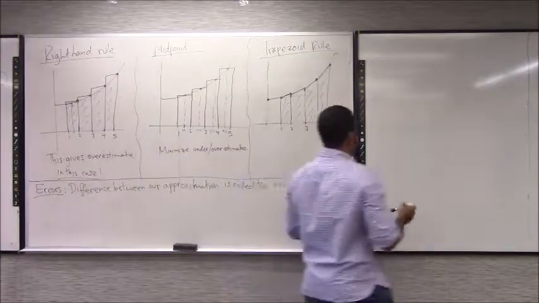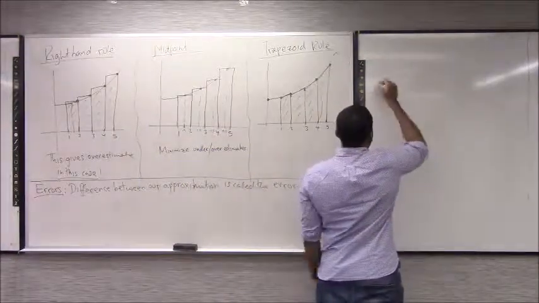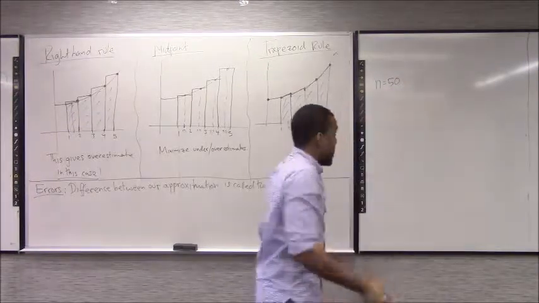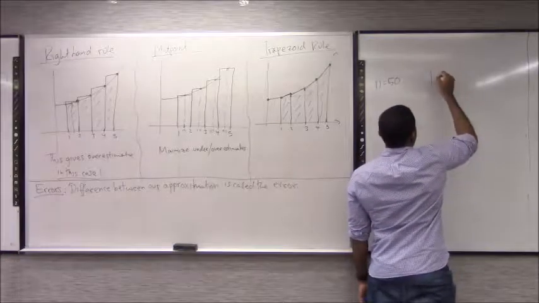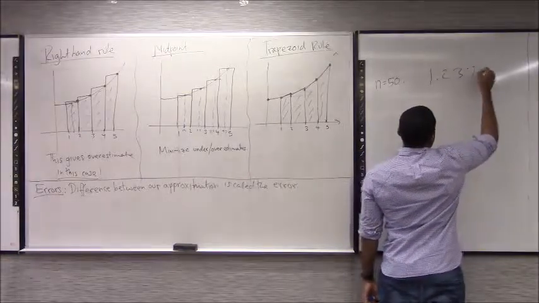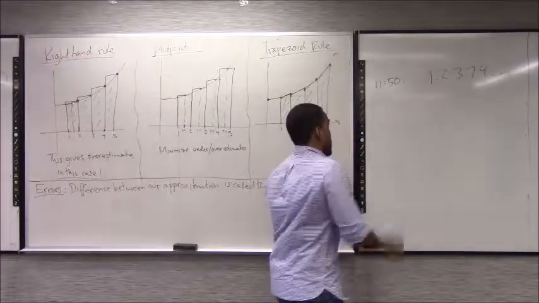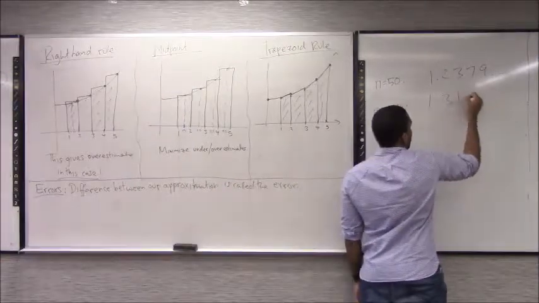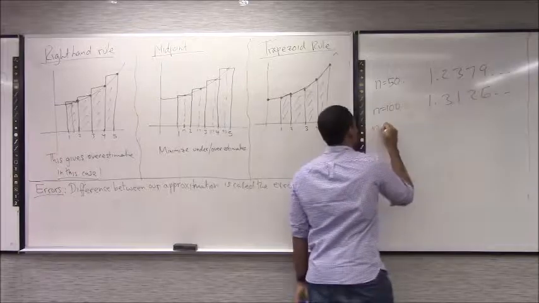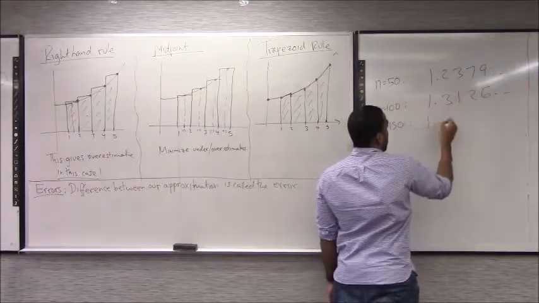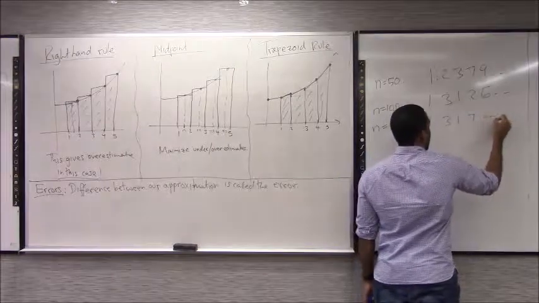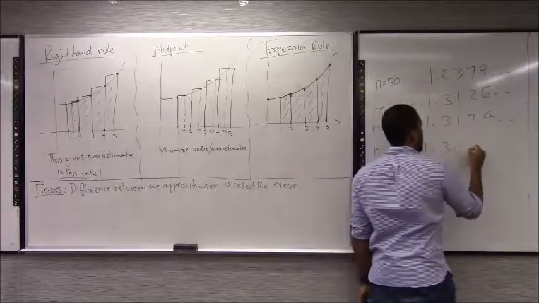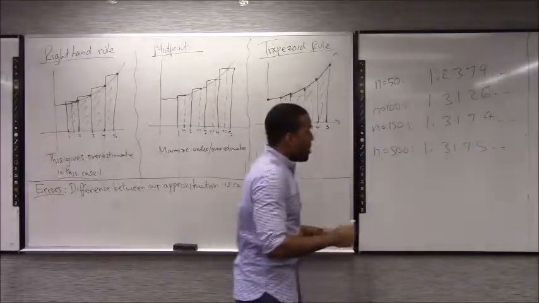So let's say you use, I'm making up numbers here, n equals 50. You plug this into a computer and it gives you an answer, 1.2379, whatever. Then okay, let's up it to n equals 100. Then the computer outputs 1.3126. Then okay, n equals 150. It goes to 1.3174. Then you put n equals 500. You get 1.3175, blah, blah, blah. You'll realize that you are approaching an answer.